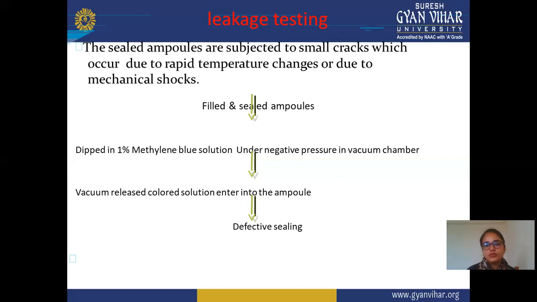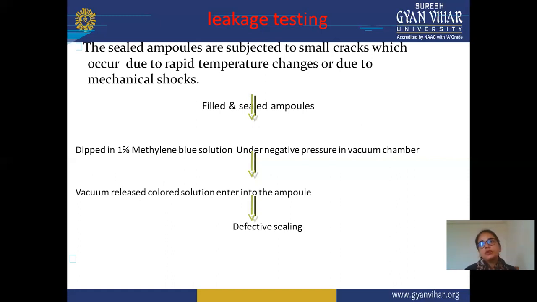In this, first fill and seal the ampoule. Means you take a required quantity of ampoules and fill and seal them. After sealing, dip them in 1% methylene blue solution under negative pressure in the vacuum chamber, and when the vacuum is released, the colored solution enters the ampoule if there is defective sealing.